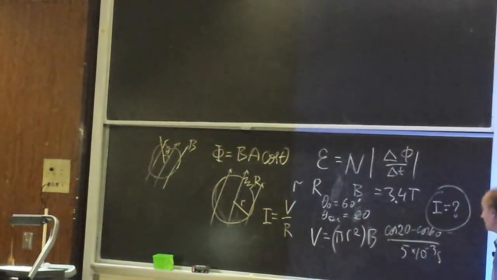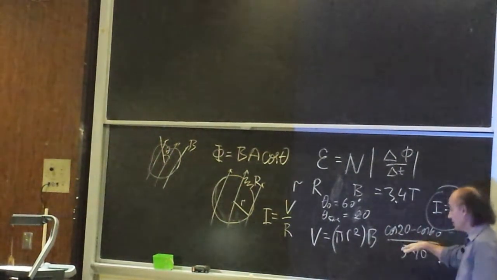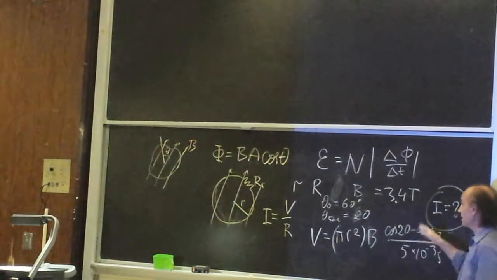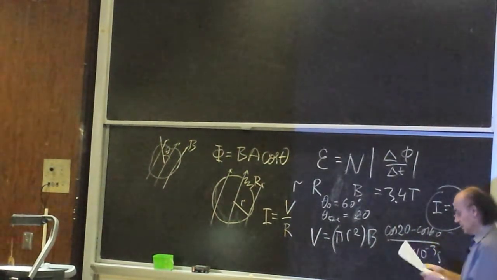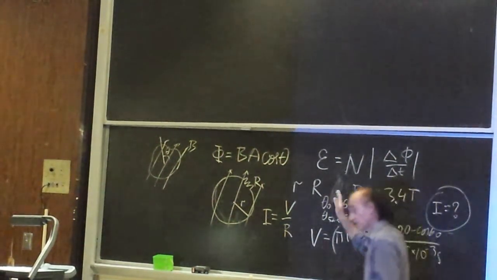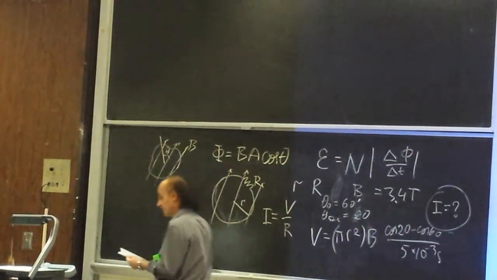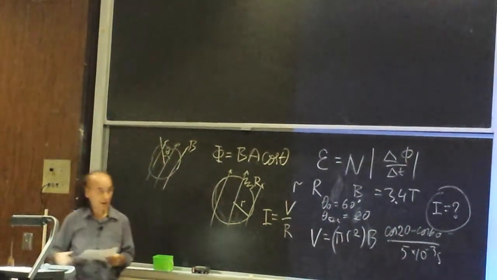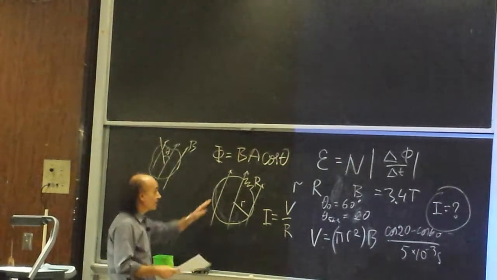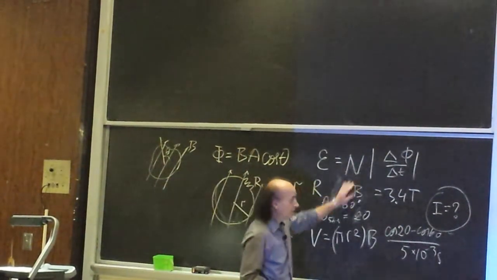Okay? Here the angle is changing. In the previous case, the magnetic field was changing. In both cases, the flux is changing and you have induced current. And you can determine the current by using this formula and this formula.